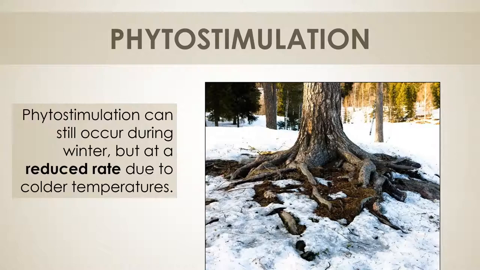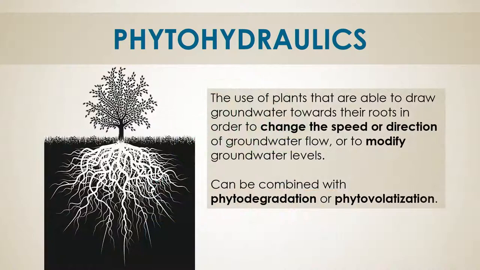And finally, phytohydraulics. This is when we're using plants, especially those with a high evapotranspiration rate, to change the speed or direction of groundwater flow, or even to modify groundwater levels. This can be combined with phytodegradation and phytovolatilization to help pull contaminants out, release them to the atmosphere where they'll be less toxic, or to degrade them through the plant's metabolic processes and render them into forms that are less harmful to the environment.